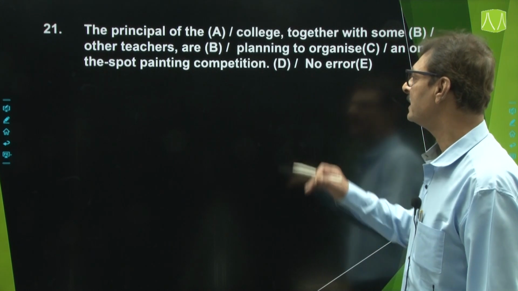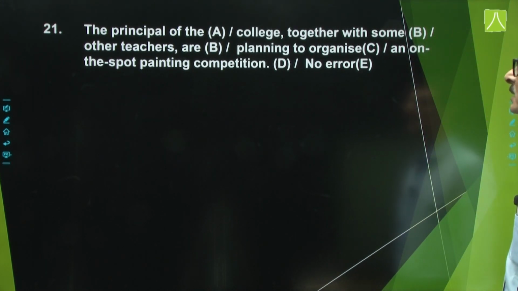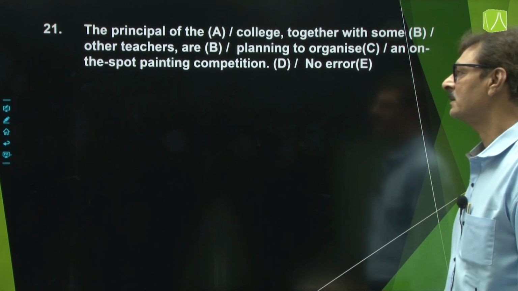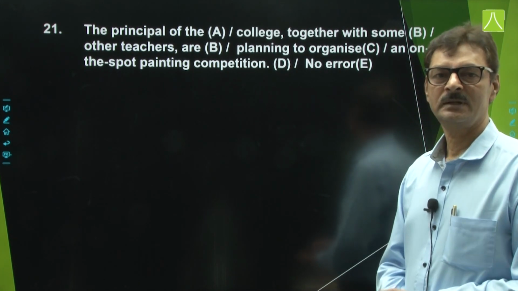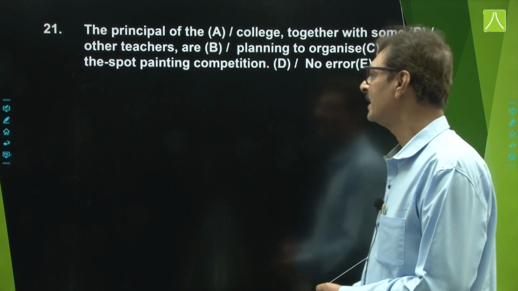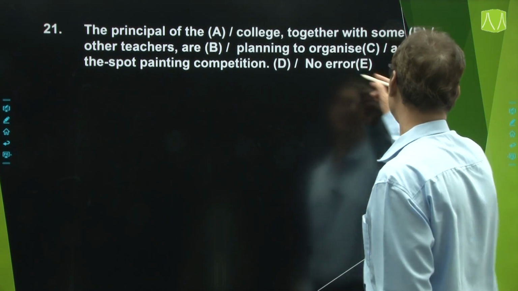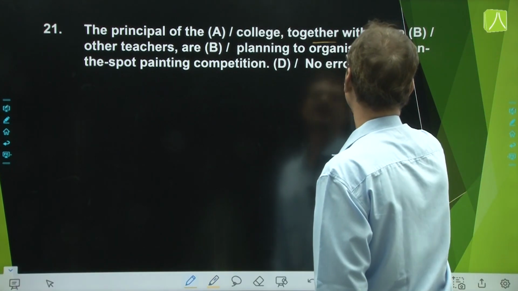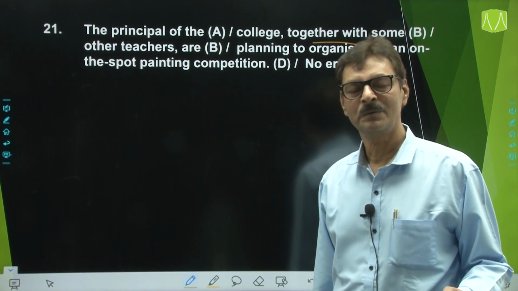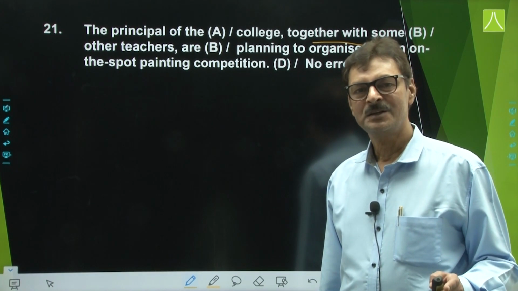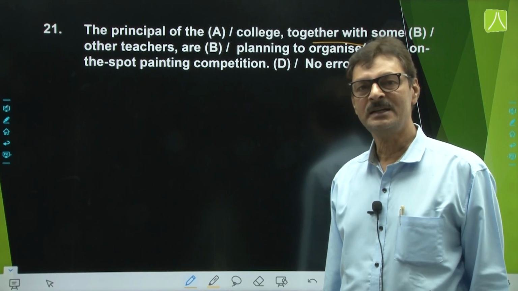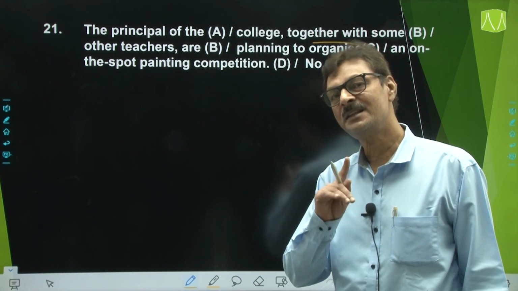Next example. The principal of the college, together with some other teachers, are planning to organize an on-the-spot painting competition. Read this sentence carefully. जहाँ connectors आते हैं, be very very careful. Which connector has been used? Together with. तो यहाँ पे together with use किया हुआ है. Be careful. We have done subject verb agreement. याद है ना? So there are only 3 connectors in which the verb agrees with the subject nearest to it. Rest all the connectors with the primary subject.